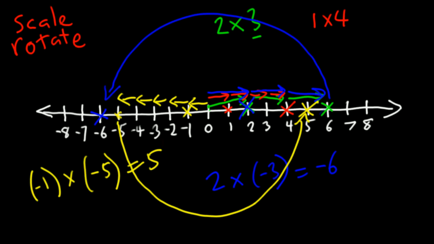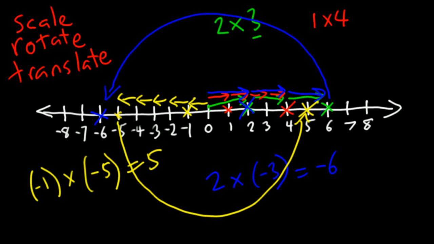And of course, addition allows us to translate, and subtraction allows us to translate. So just using these very basic arithmetic operations, we can scale, rotate, and translate. And I think that that fully describes all of arithmetic.